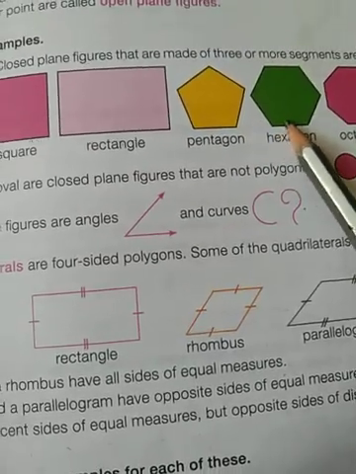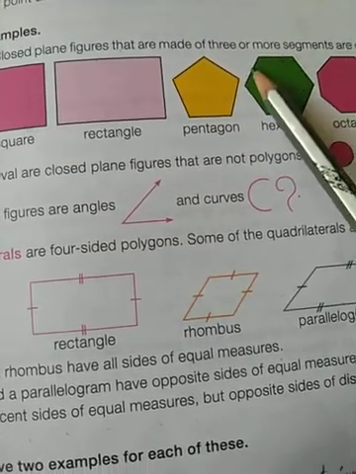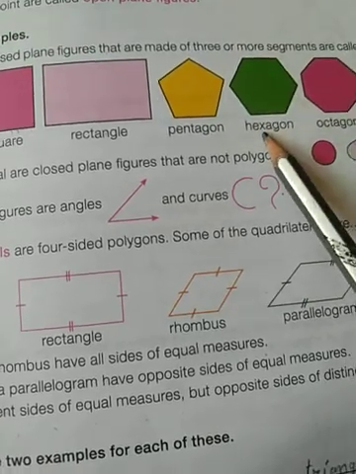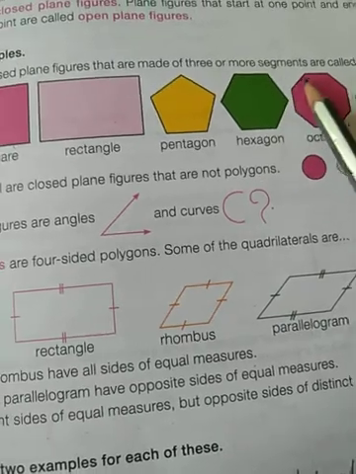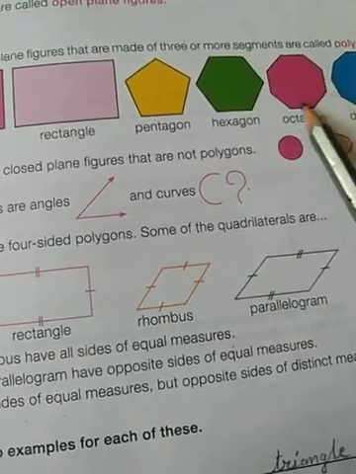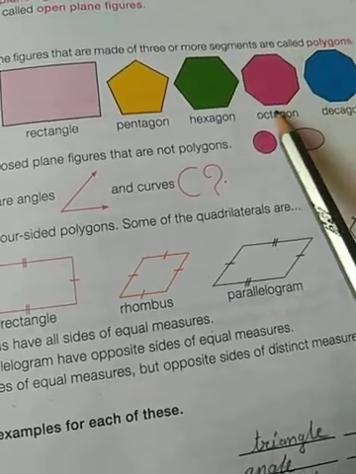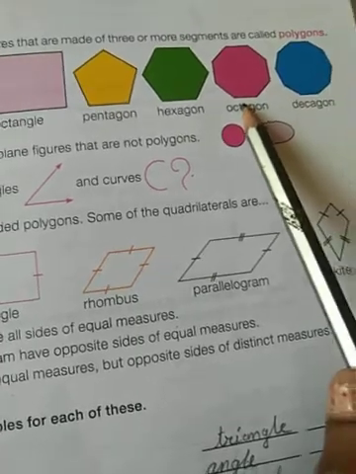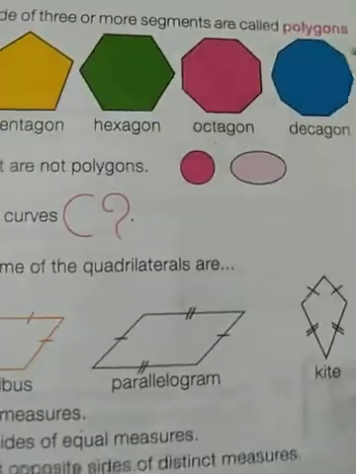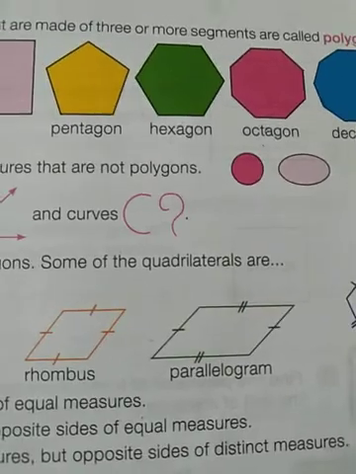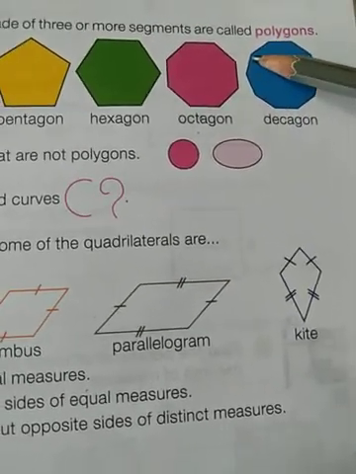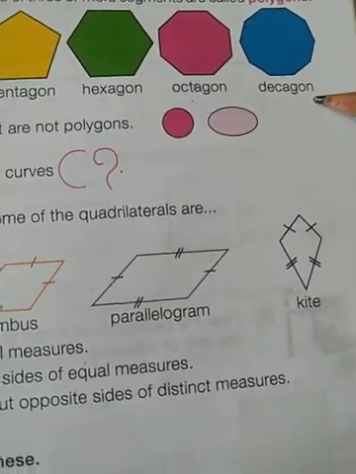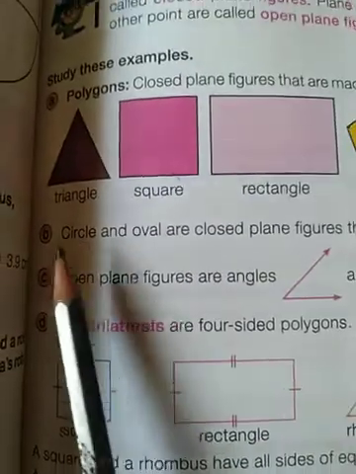Hexagon, 1 2 3 4 5 6 sides, called a hexagon. Here, 1 2 3 4 5 6 7 8, 8 sides, the figure has 8 sides, called an octagon. Now here, 1 2 3 4 5 6 7 8 9 10 sides, it is called a decagon. Got it children? Now a few instructions are given that we are going to read.